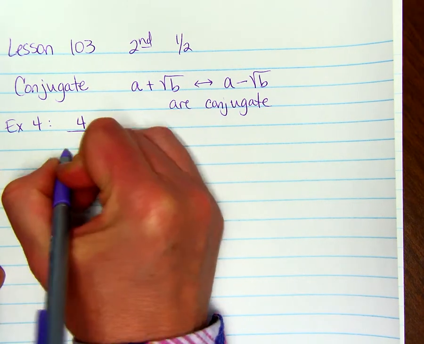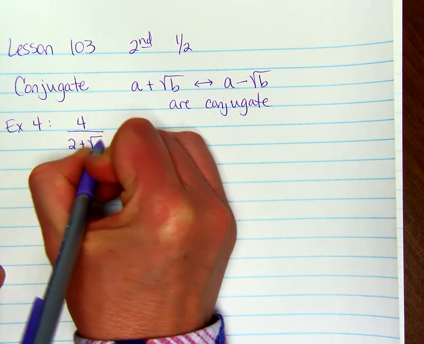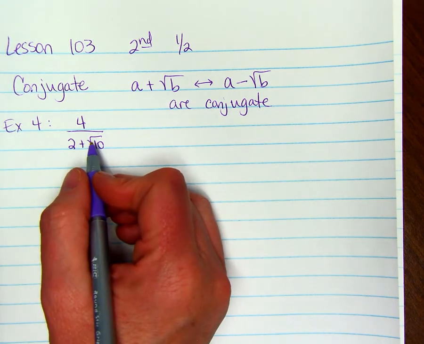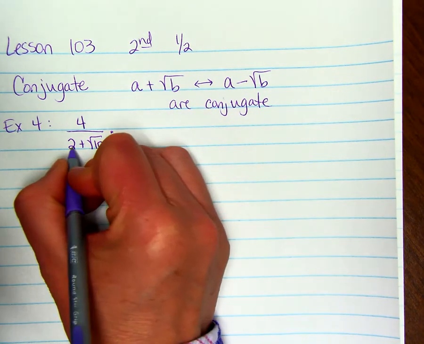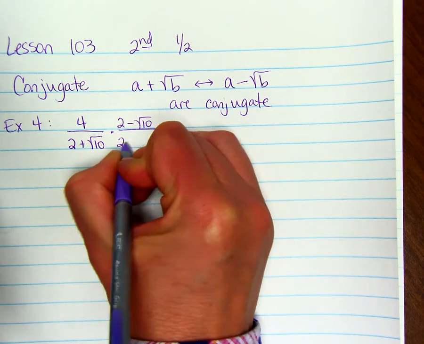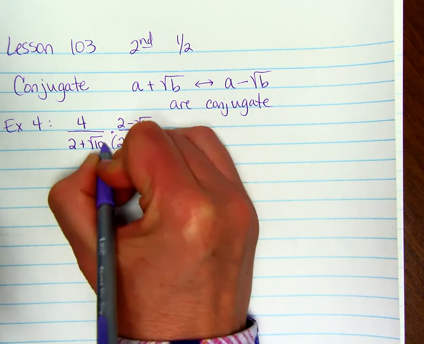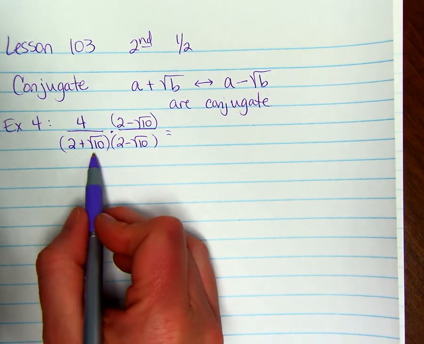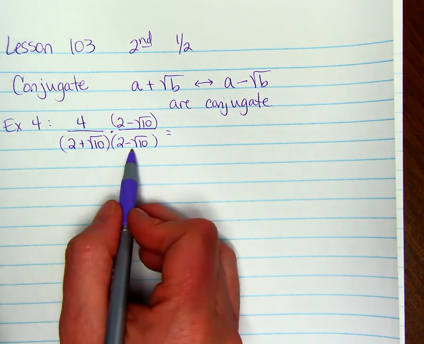So if we have 4 divided by 2 plus the square root of 10, we can't have that radical in the denominator. So we're going to multiply by the conjugate of 2 plus the square root of 10, which is 2 minus the square root of 10, divided by 2 minus the square root of 10. What's in the denominator right now is the difference of two squares.